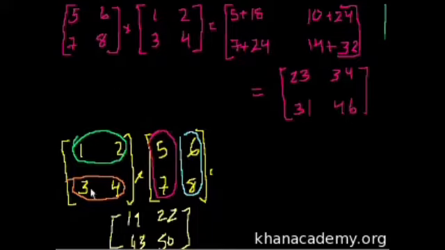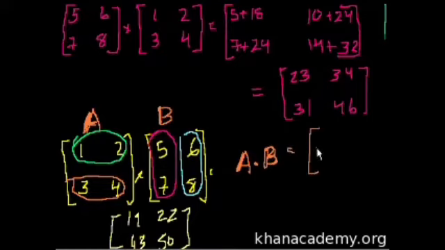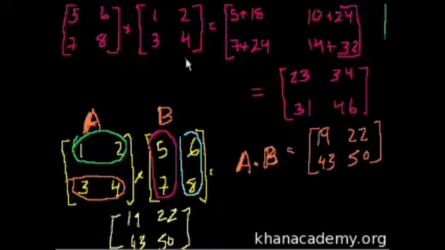So notice, let's say that this is matrix A and this is matrix B. In the last example, we showed that A times B is equal to 19, 22, 43, 50. And we just showed that if you reverse the order, B times A is actually a completely different matrix. So the order in which you multiply matrices completely matters.